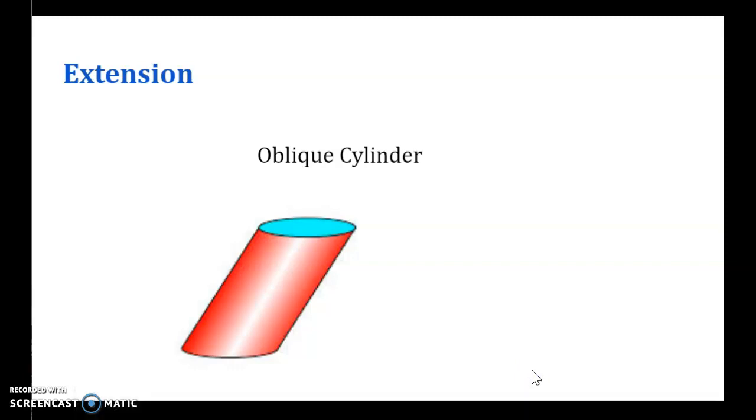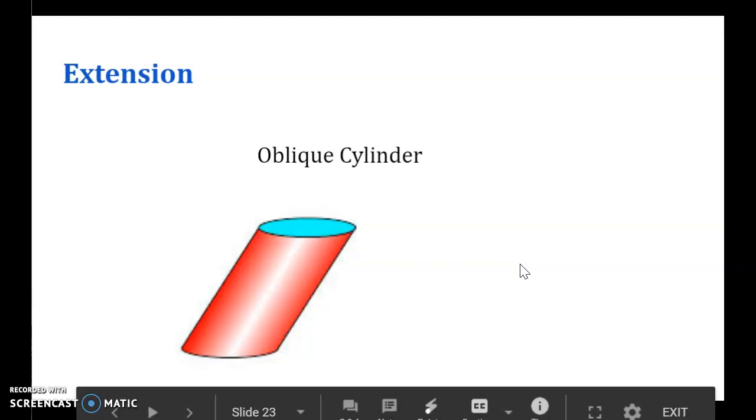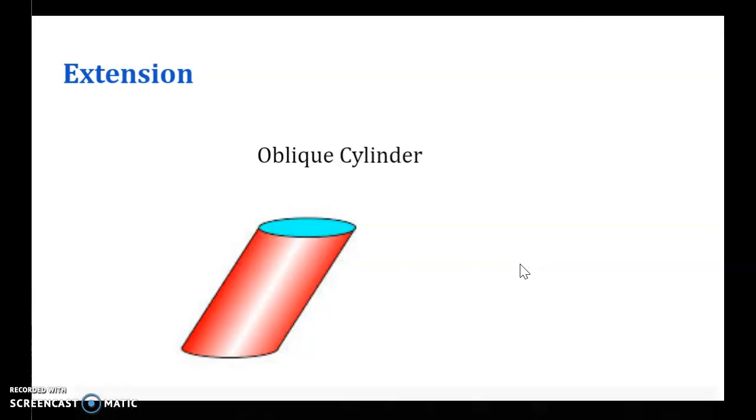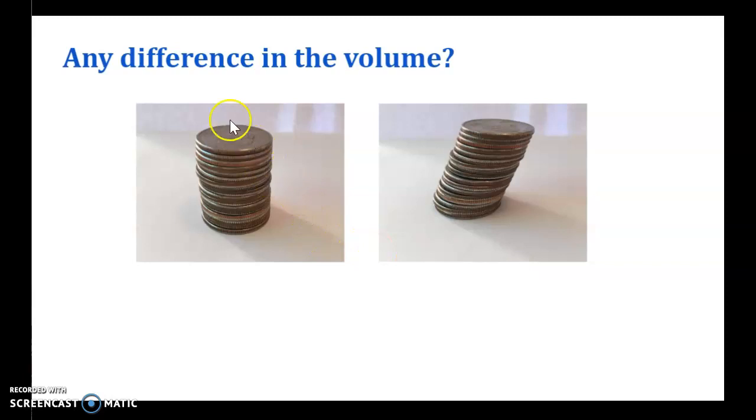Okay, let's do a little bit of extension work. Okay, so what about oblique cylinder? If I was to figure out the volume of this oblique cylinder, remember volume is the space it takes up. Okay, so consider this. If you have a stack of 20 quarters, is this volume same as this volume? Again, the volume is how much space it takes up. So if I push this and leaned it like so to create an oblique cylinder, is the space it takes up the same? It is.